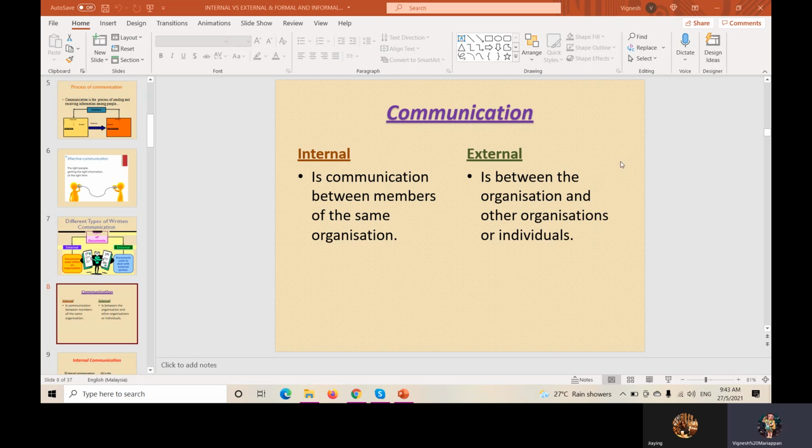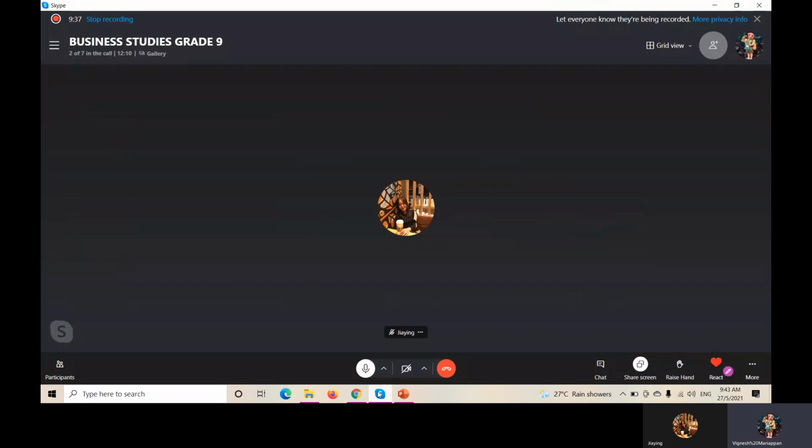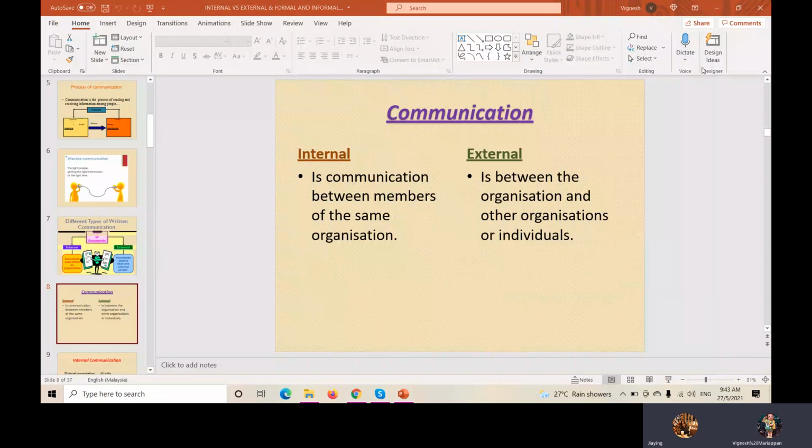Class. Jiayin, can you understand? Understand. Okay, so do remember the communication. We have internal and we have external communication.